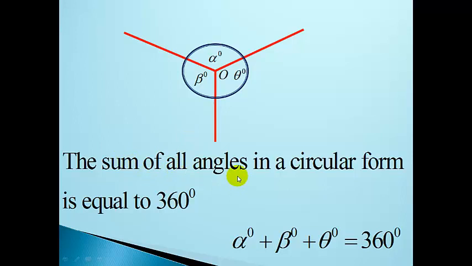The sum of all angles in a circular form is equal to 360. And so because alpha degrees, beta degrees, and theta degrees form a circle, it means that when we sum the three angles, it should be equal to 360 degrees. And therefore alpha degrees plus beta degrees plus theta degrees is equal to 360 degrees.